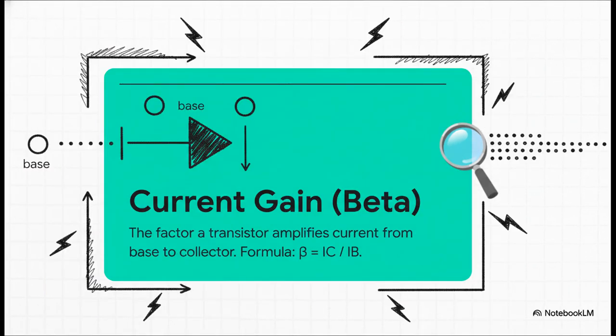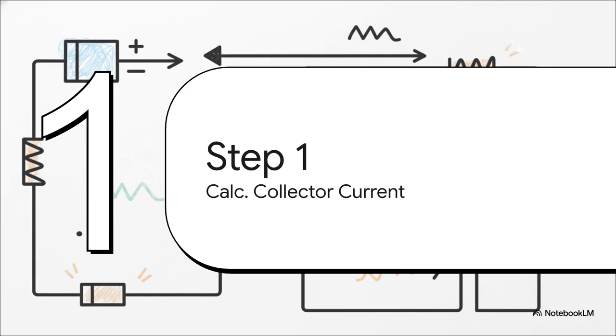And here's the magic ingredient, the whole reason a transistor works as an amplifier. Beta. That's the current gain. All this number tells you is how many times the transistor multiplies that little input current at the base to create the big current at the collector. It is literally the heart of amplification. All right, toolkit is ready to go.